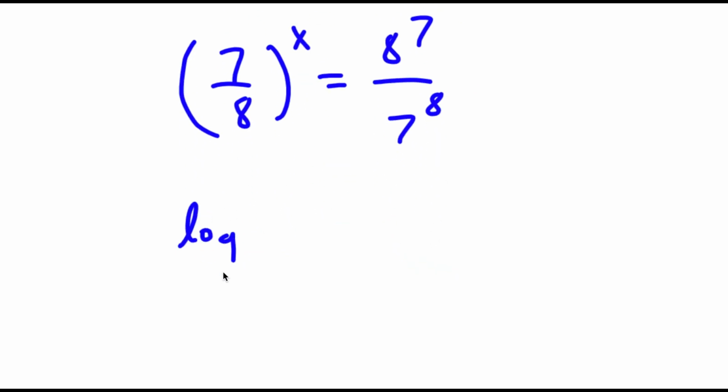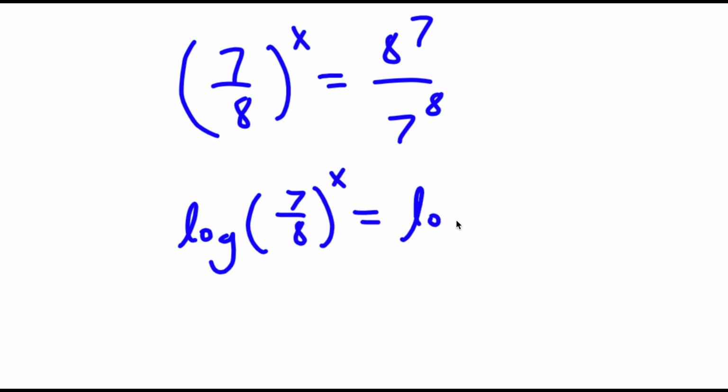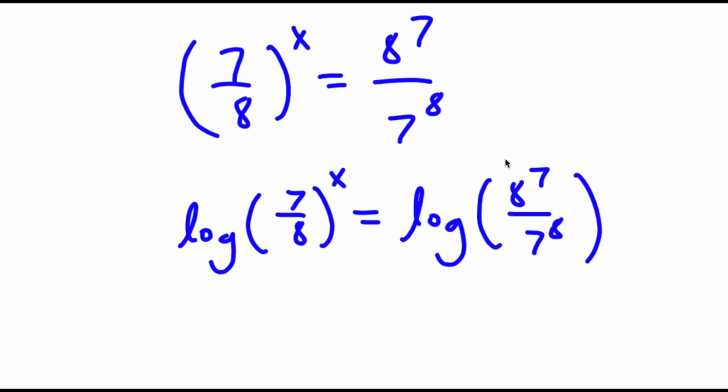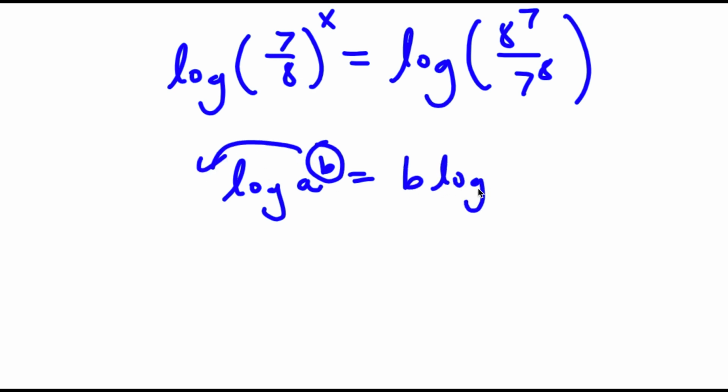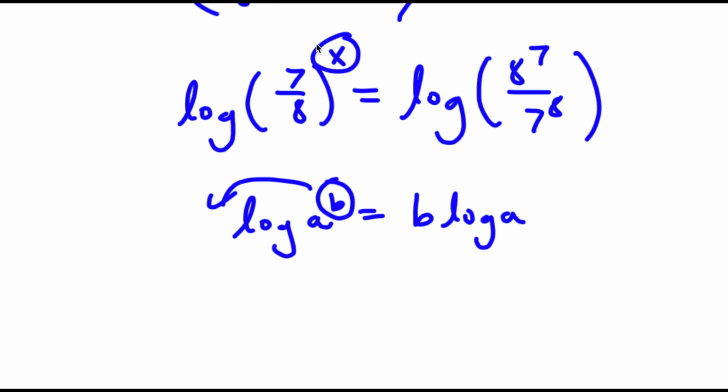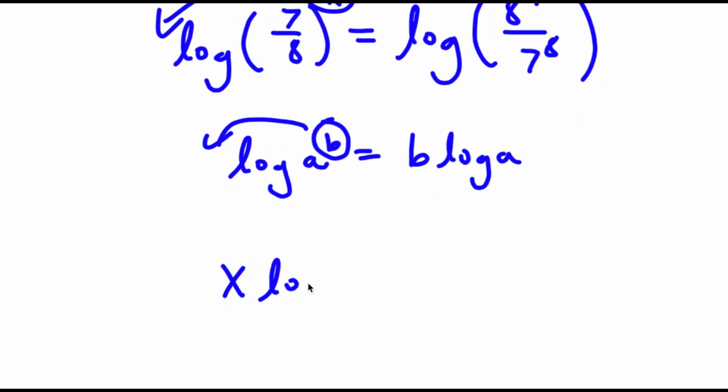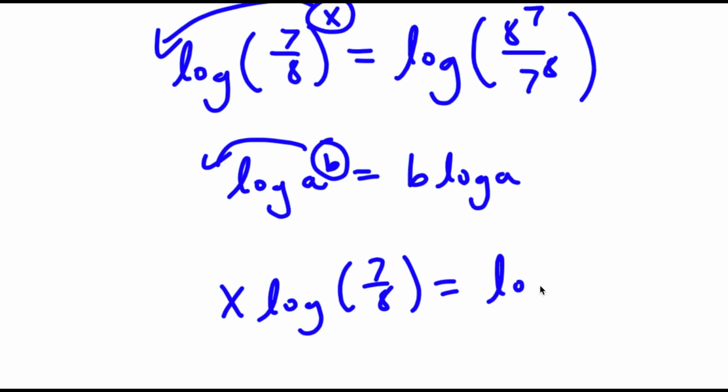And now I'm going to take the log on both sides. So now I have log of (7 over 8) to the power of x is equal to log of 8 to the power of 7 over 7 to the power of 8. Now if I have something in the form log a to the power of b, I can move this exponent b to the front. So this is going to equal b times log a. So log of (7 over 8) to the power of x, I can move x to the front. So now I have x times log of 7 over 8 is equal to log of 8 to the power of 7 over 7 to the power of 8.